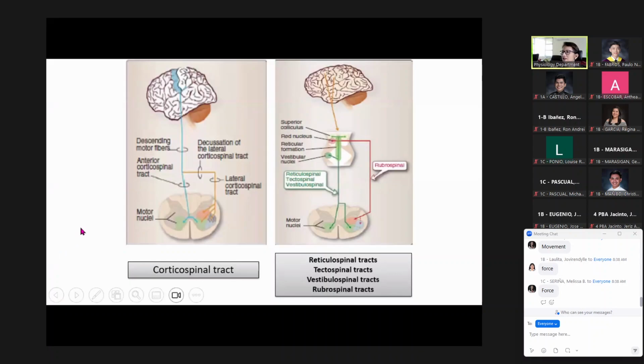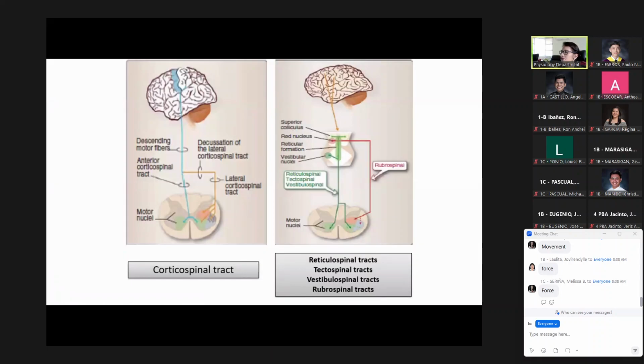Wait lang. Let's look at the classification again. Corticospinal tracts can be classified as lateral or ventral or anterior. They both come from the same source in the cerebral cortex. We will see later on the pathway of your corticospinal tract. And then we have these ventromedial pathways. These ventromedial pathways are also classified as brainstem pathways. And these are your reticulospinal, tectospinal, vestibulospinal, and rubrospinal tracts.